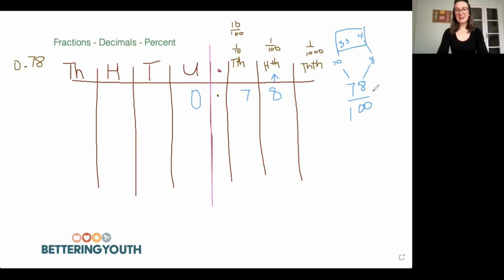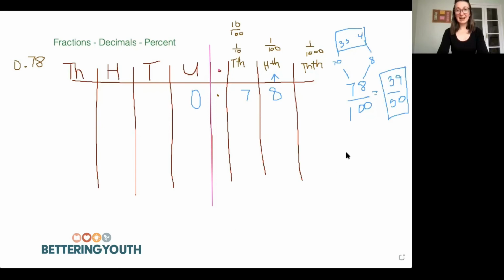Half of 78 is equal to 39, and half of 100 is 50. We're able to continue that process until we find our simplified fraction. And just like that, our students have been able to very confidently go from a decimal to a fraction. Of course, this works vice versa as well.